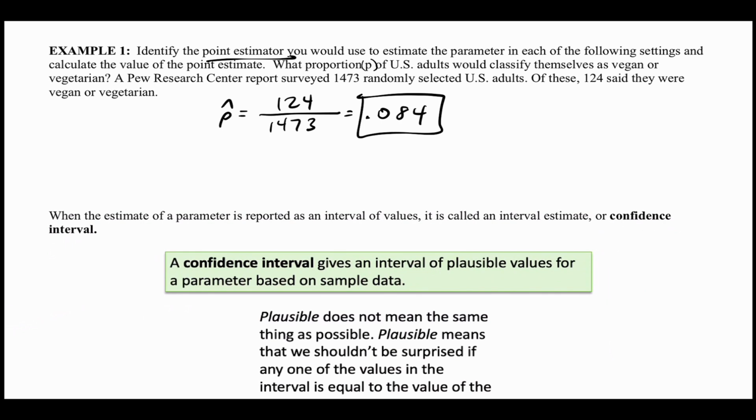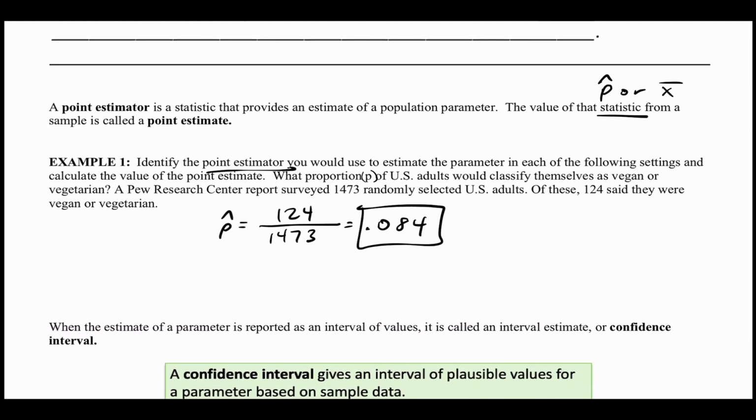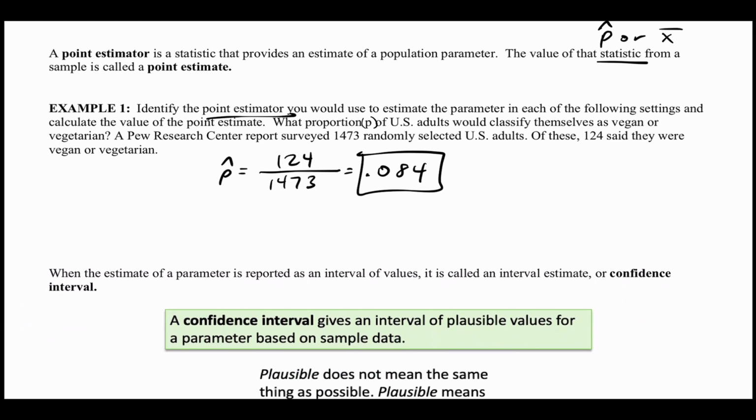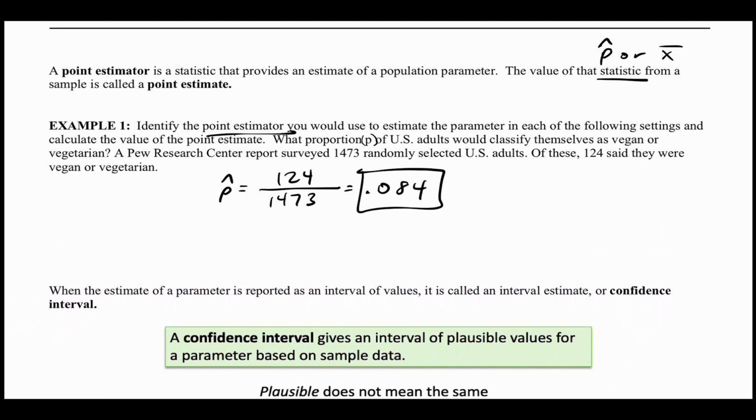0.084. That is the point estimator, or the point estimate for this. In my sample of 1,473, about 8 or 9% of those people were either vegan or vegetarian. Does that mean everybody out of it? No, that's just out of those people, right? That's why it's a point estimate. Point estimate will always either be p hat or x bar because it refers to the sample. Okay, it only refers to the sample. All right. Let's see here. Anything else before we move on? Okay.